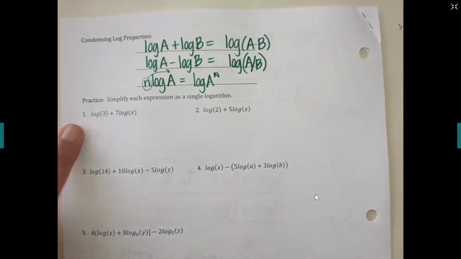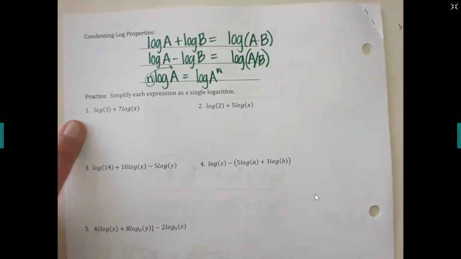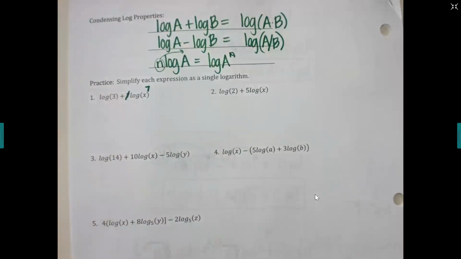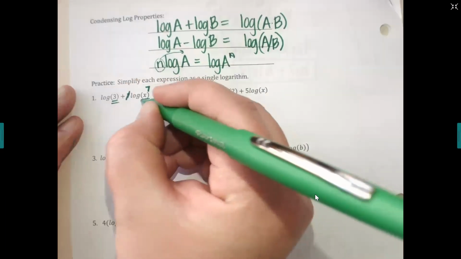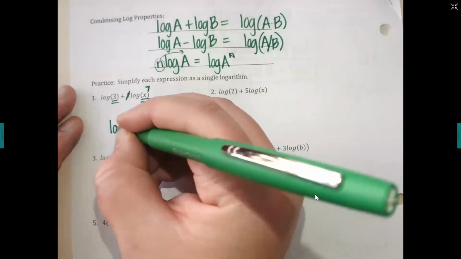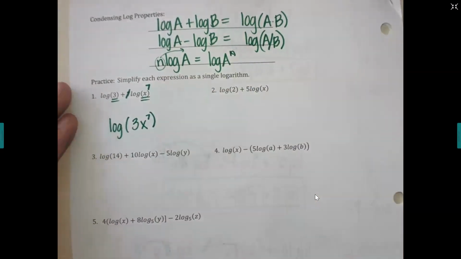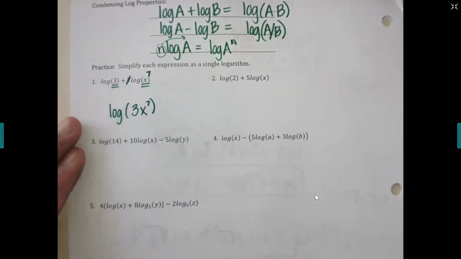So in number 1, what number can be pulled up as an exponent? The 7. So I'm going to take the 7 and move it up top. Now that's an x to the 7. Okay, then from there, I have 2 logs that are added. How can I combine them? You're gonna multiply the 3 and the x to the 7. So it'll be log 3x to the 7.